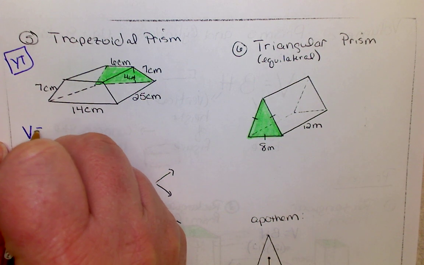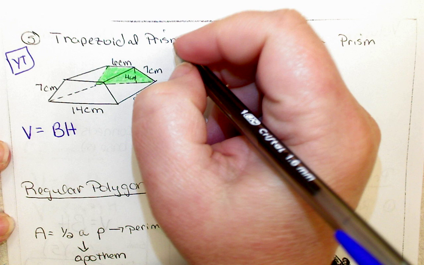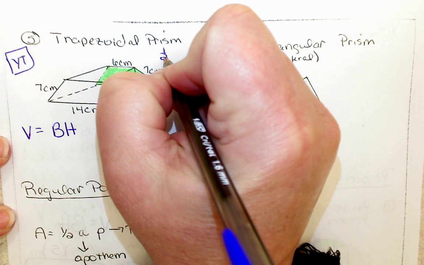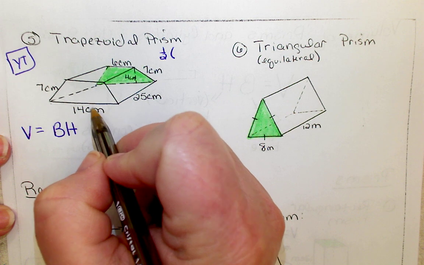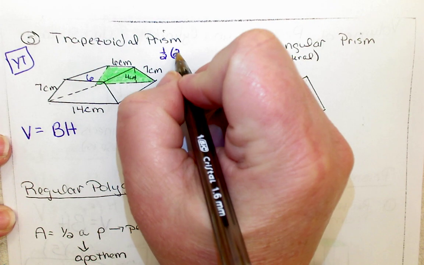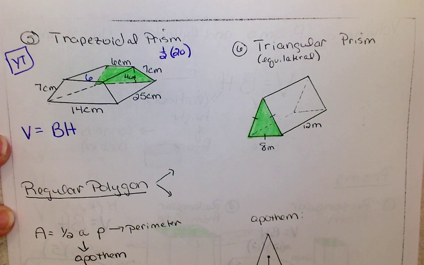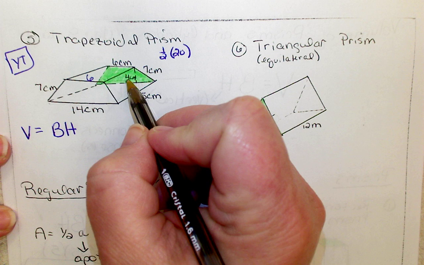So we know the volume is equal to the area of the base times the height. So the area of a trapezoid is going to be 1/2 the base plus the base. All right, so here's the bottom base of 14. My top base is 6. So 6 plus 14 is 20. And then the height of the trapezoid, not the height of the prism, but the height of the trapezoid right here is 4.